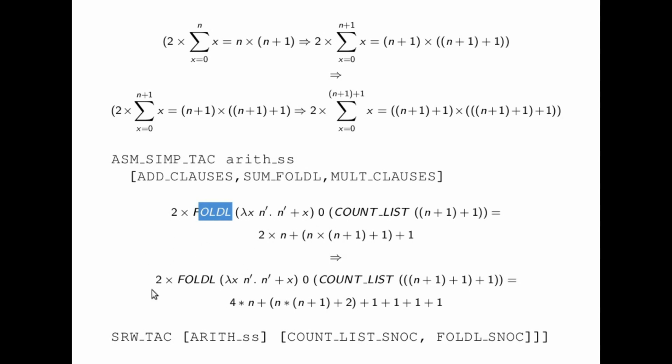The last step of the proof is to transform this count list into snark. So that's the first thing it does. And then use a theorem that relates fold left and snark. So basically operation on list and again some arithmetic computation.